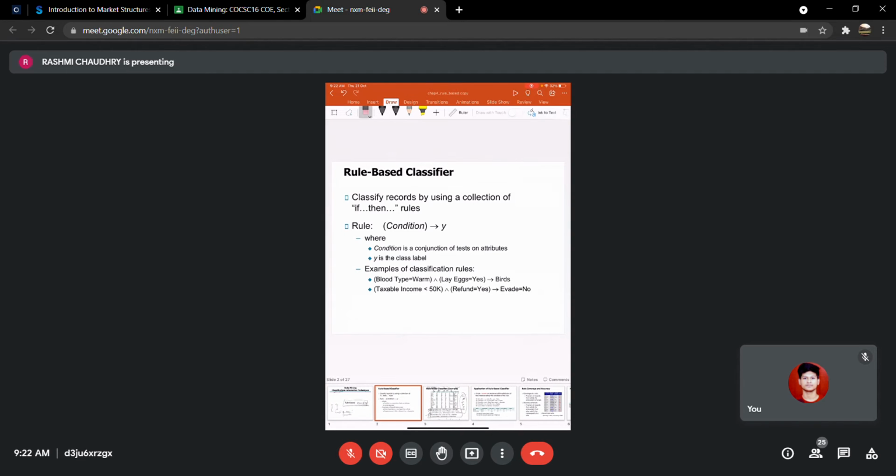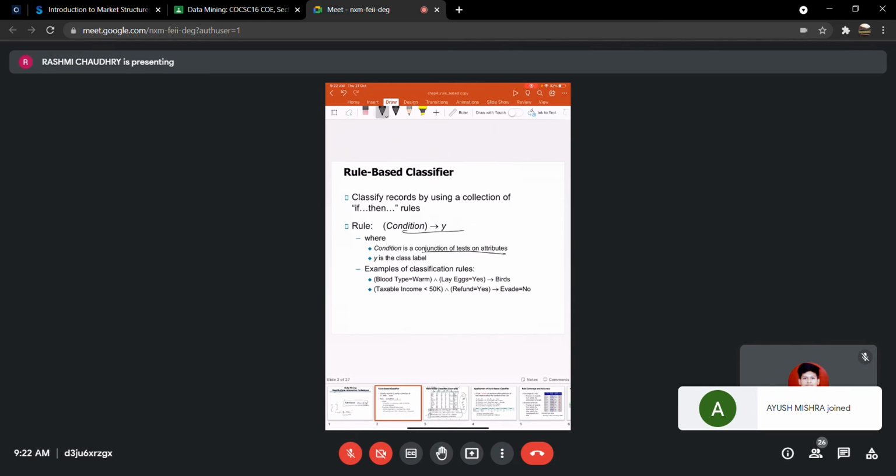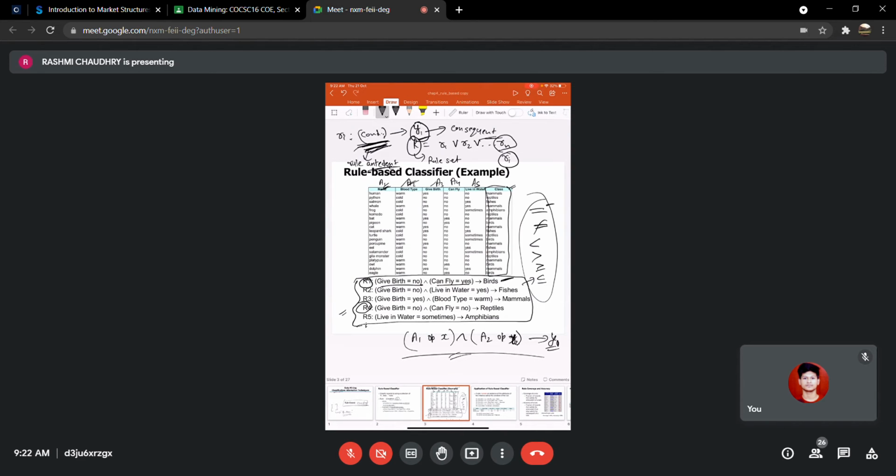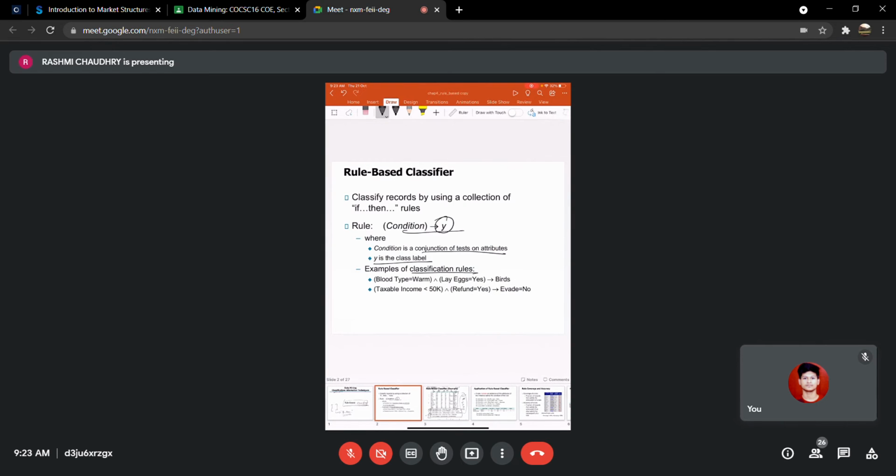So one precondition will be given, where the condition is the conjunction of tests on the attributes and y is the class label. This is an example of a classification rule. If this is the data set, with name, blood type, gives birth, can fly, lives in water given for various records and its class label defined, a very simple example: if blood type is warm and it lays eggs, then it belongs to bird.